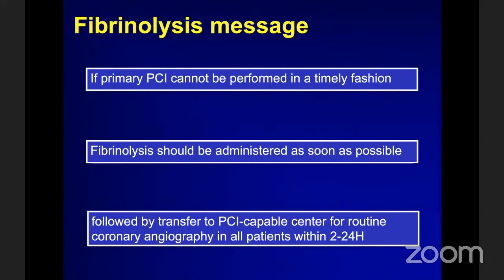So the fibrinolysis message: if primary PCI can't be performed in a timely fashion, the second step is to administer fibrinolysis as soon as possible within 30 minutes, followed by transfer to a PCI-capable center for routine coronary angiography in all patients within 2 to 24 hours.